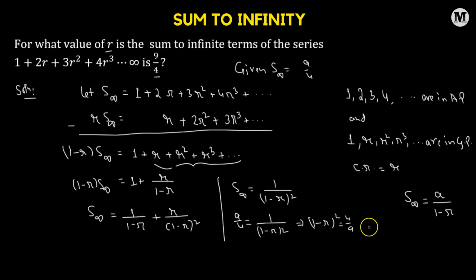So let's take the positive square root. That gives us 1 minus r equals 2 over 3. And solving for the value of r, we have 1 minus 2 thirds. So that means r comes out to be equal to 1 third. Now that means if we consider the common ratio r to be equal to 1 third, then the sum to infinite terms of this infinite series is going to be equal to 9 over 4.